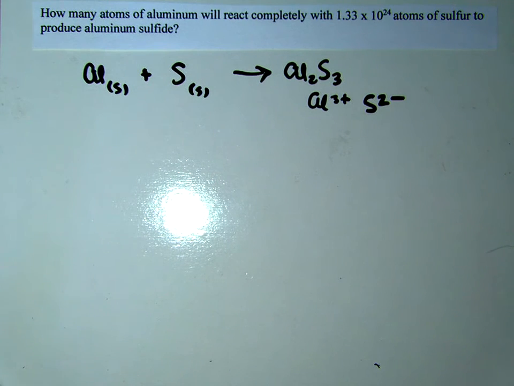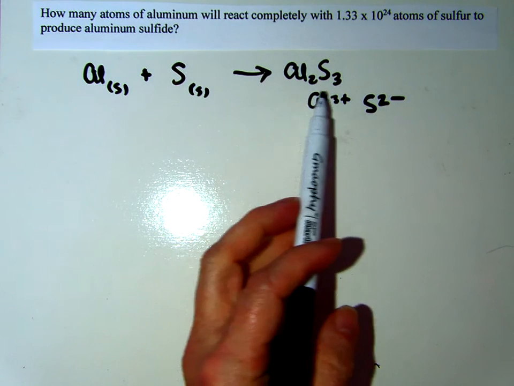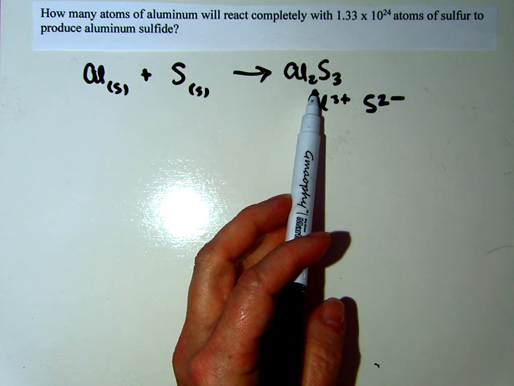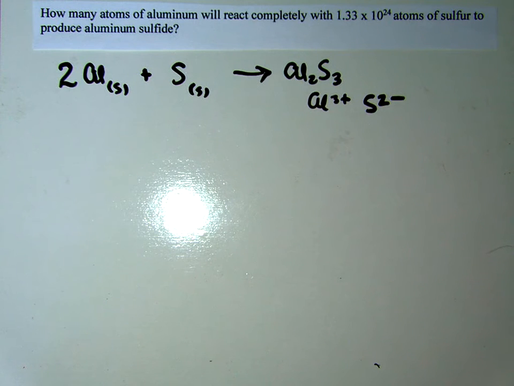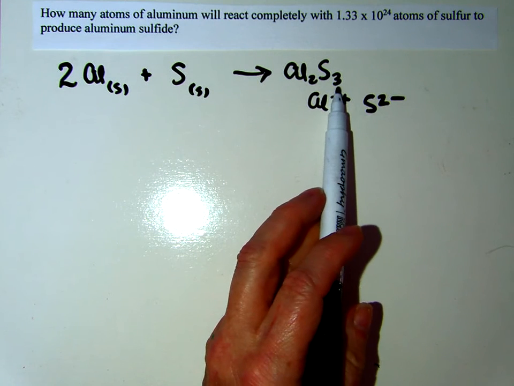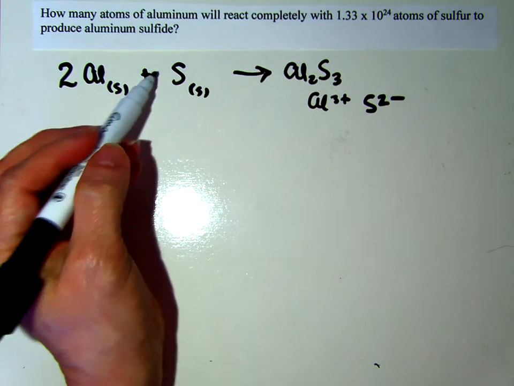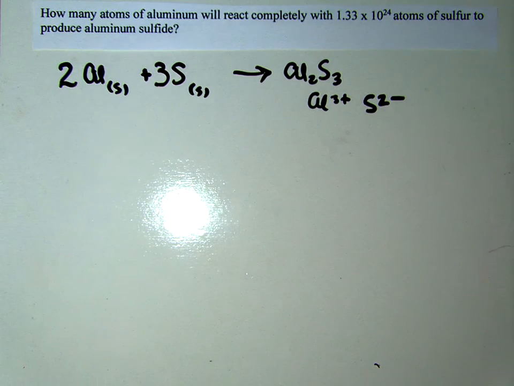Okay, all right, so let's balance this. We have 2 aluminums on the right-hand side, so let's put a 2 in front of the aluminum on the left-hand side. We have 3 sulfurs on the right-hand side, so let's put a 3 in front of the sulfur on the left-hand side. So now we have our balanced chemical equation.